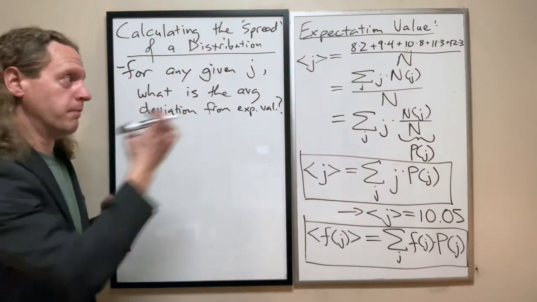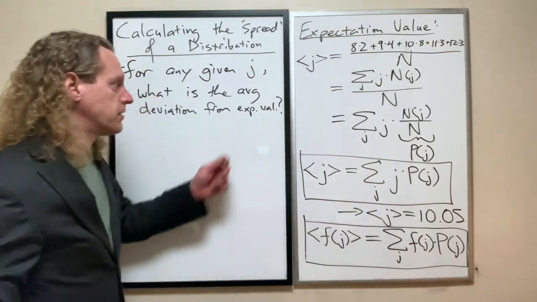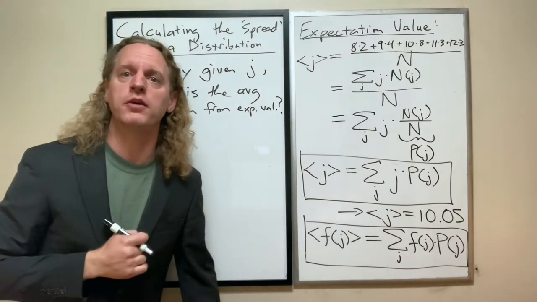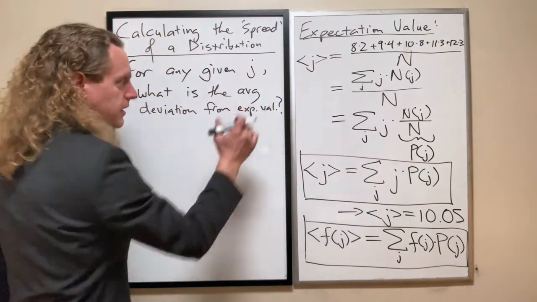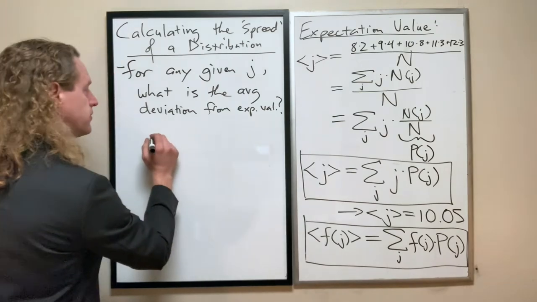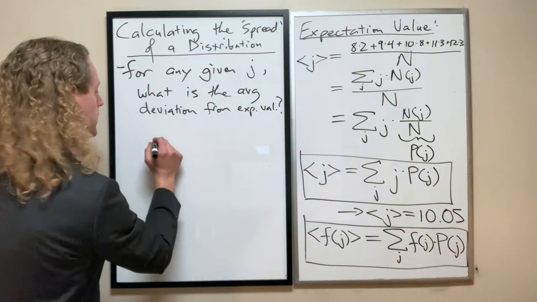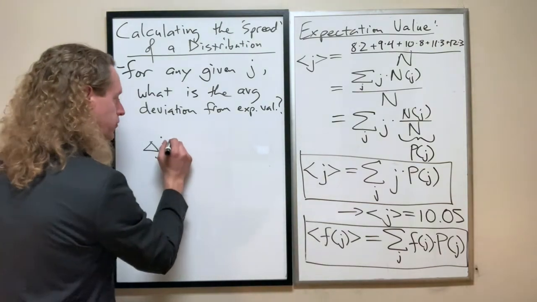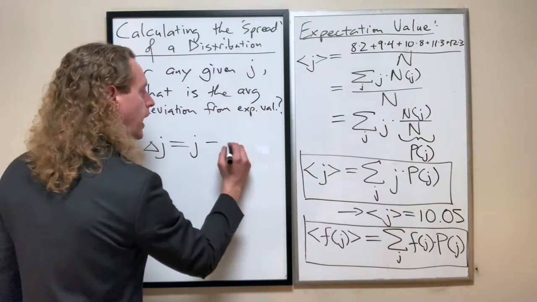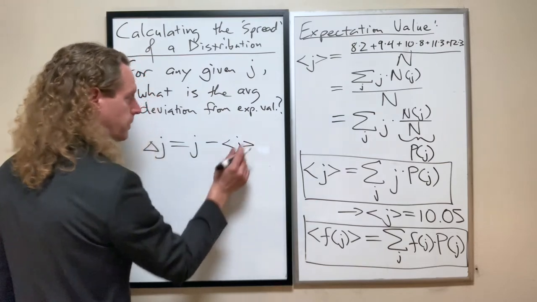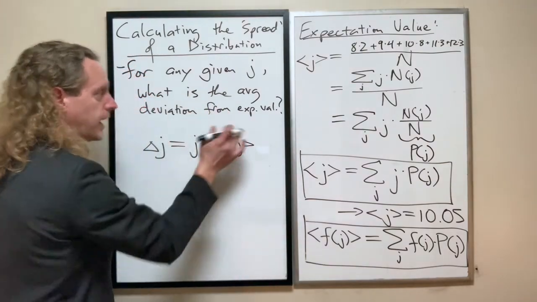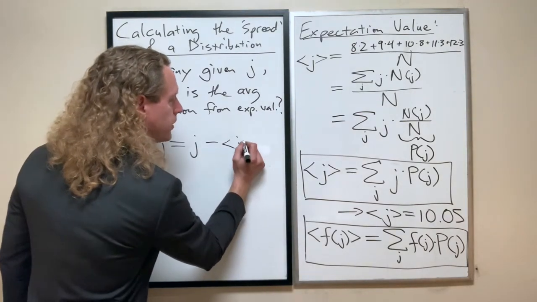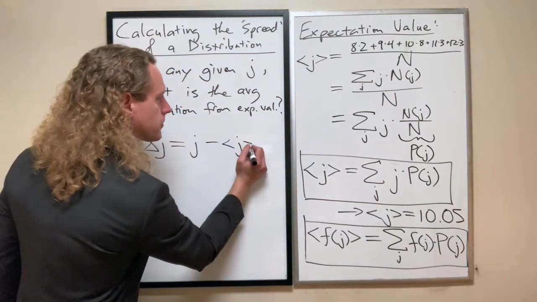And notice that I'm editing myself here. Instead of saying what's the distance from the average, I'm saying what's the distance from the expectation value. Now, the easiest way we can write that is, let's take a given J, write it as delta J, and subtract from that J the expectation value of J. Again, that's precisely the same thing as what I just wrote there. So this is a very well-defined thing.